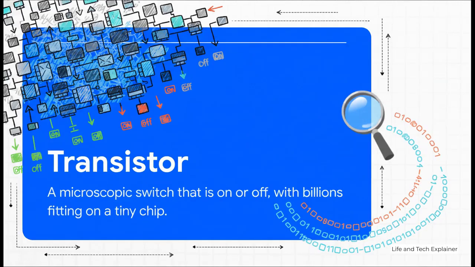Which brings us to the transistor. If the semiconductor is the raw material, the transistor is the fundamental building block we make out of it. It's just a microscopic switch that's either on or it's off. That on or off state, that's your 1 or 0 in digital code. But what's truly staggering here is the scale. We aren't talking about a few dozen switches. Modern chips pack tens of billions of these microscopic transistors onto a surface literally smaller than your thumbnail.